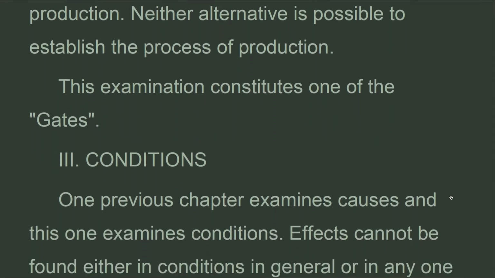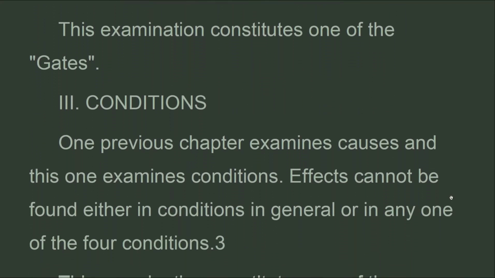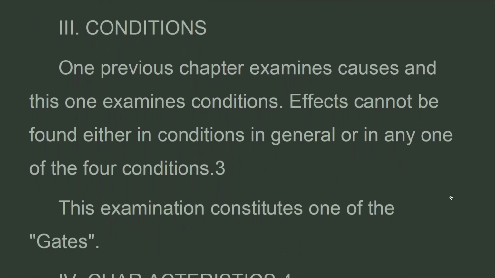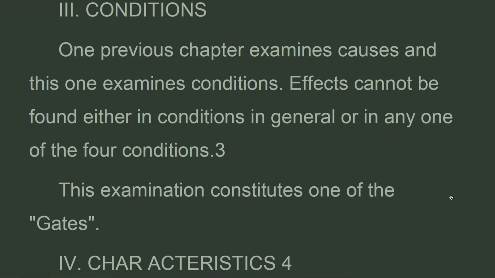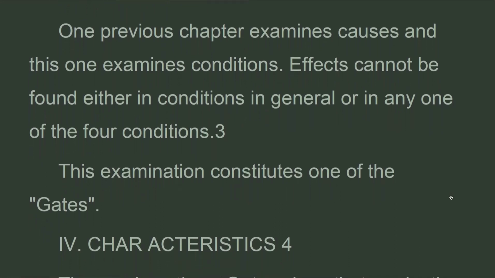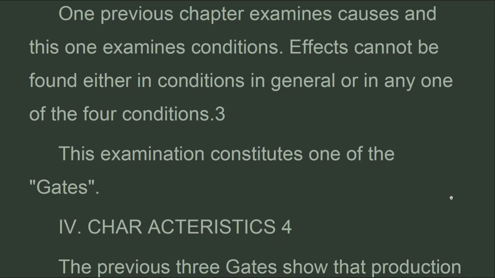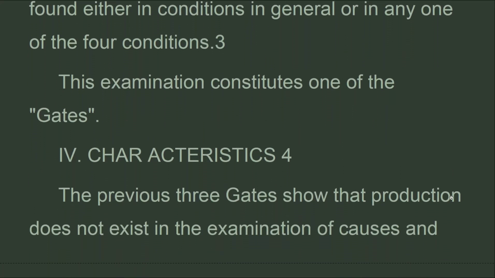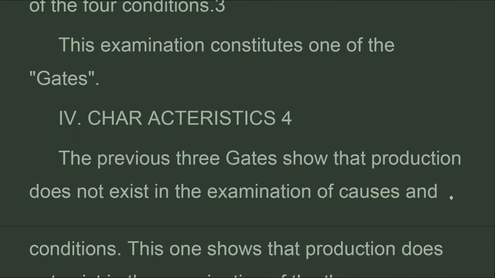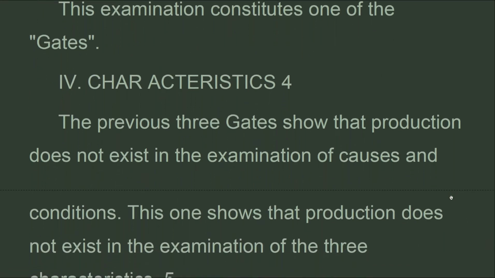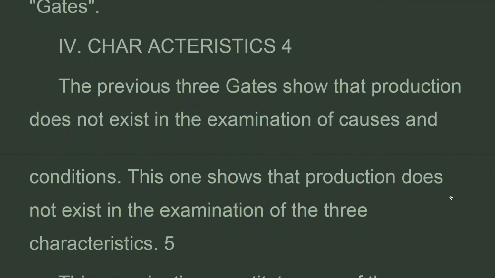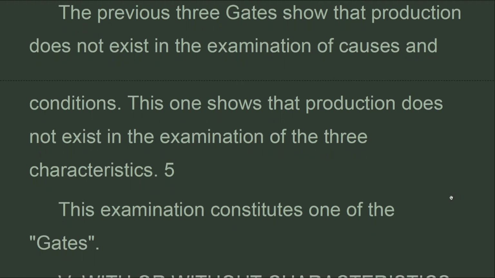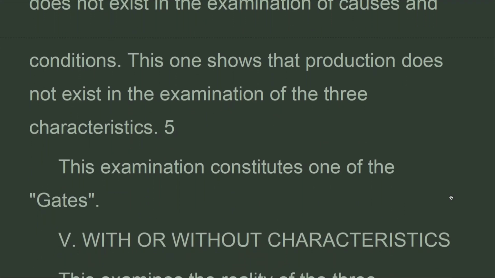3. Conditions. One previous chapter examines causes and this one examines conditions. Effects cannot be found either in conditions in general or in any one of the 4 conditions. This examination constitutes one of the gates. 4. Characteristics. The previous 3 gates show that production does not exist in the examination of causes and conditions. This one shows that production does not exist in the examination of the 3 characteristics. This examination constitutes one of the gates.